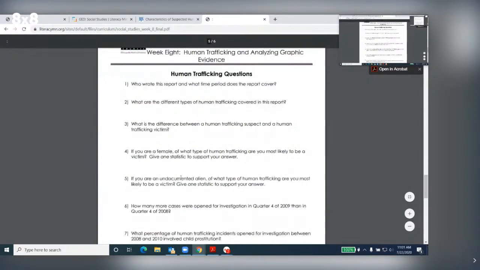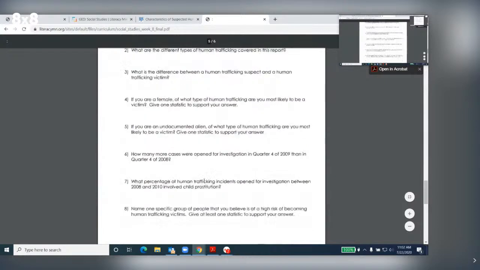If you're an undocumented alien, what type of human trafficking would you most likely be a victim of? Give 1 statistic to support your answer. How many more cases were opened in Q4 of 2009 than Q4 of 2008? I'll show you that in a second. What percent of human trafficking incidents opened for investigation between 2008 involved child prostitution? That'll be in the graph. Number 8, name 1 specific group of people that you believe to be at high risk of becoming human trafficking victims. Give at least 1 statistic.